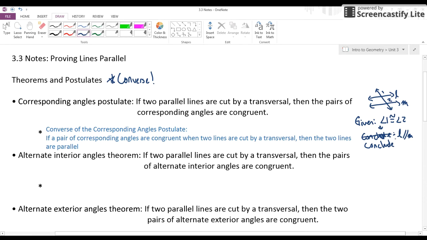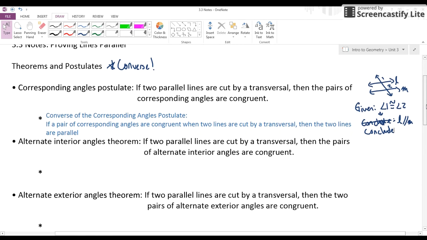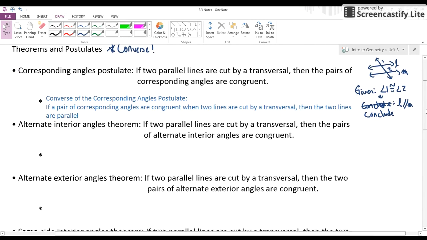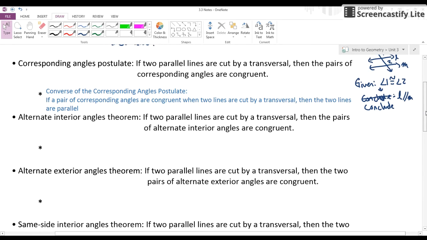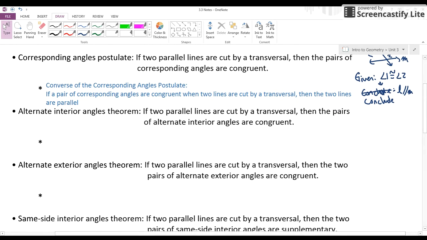All right, so again, here we're not given the lines are parallel, but we can show that they are parallel using the converse of what we already know. You can probably figure out the rest because, again, all we're doing is flipping P and Q with all of these theorems. So let's take a look at the alternate interior angles theorem.